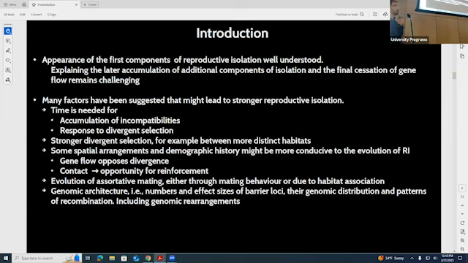And then you have also the genomic architecture of your system that plays an important role. So what is the genetic architecture of the traits that are under divergent selection? Is it one locus that has a strong effect, or several loci distributed along the genome? And what are your patterns of recombination, which includes also genomic rearrangements, and we're going to talk about that a lot in the case of the snails.